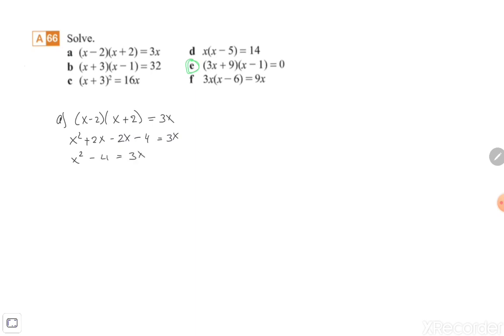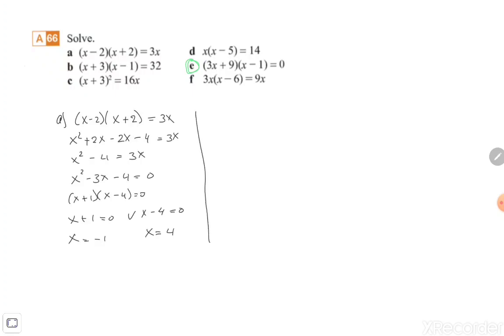Now you need to make the right side equal to 0, so then you get x squared minus 3x minus 4 is equal to 0. So (x plus 1) times (x minus 4) is equal to 0. So x plus 1 is 0, or x minus 4 is 0. So x is minus 1 or x is 4. So that's the answer from exercise A. Exercise B.